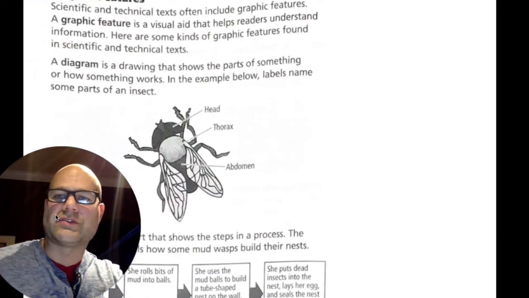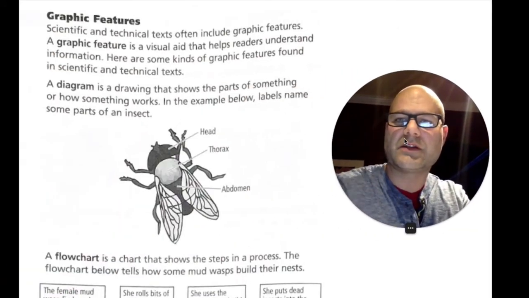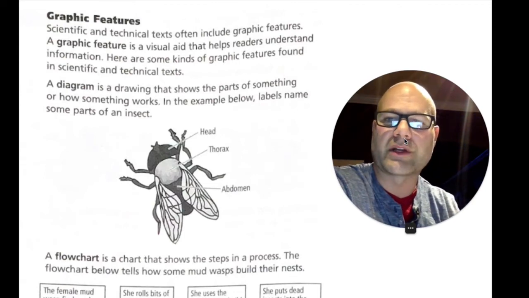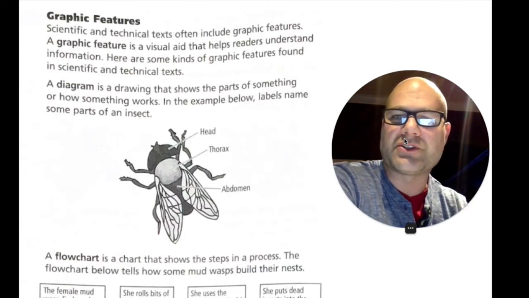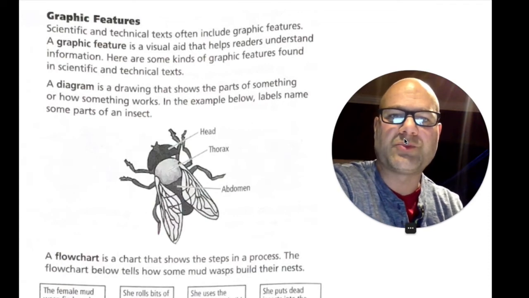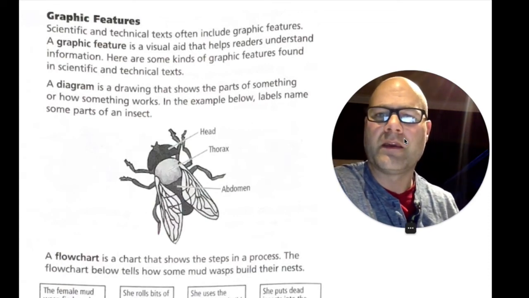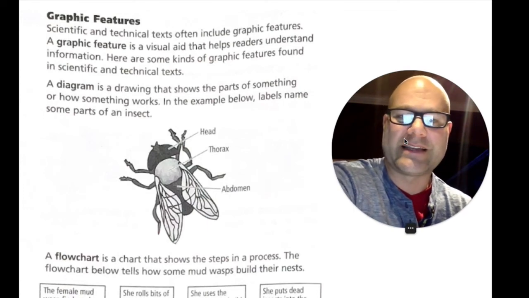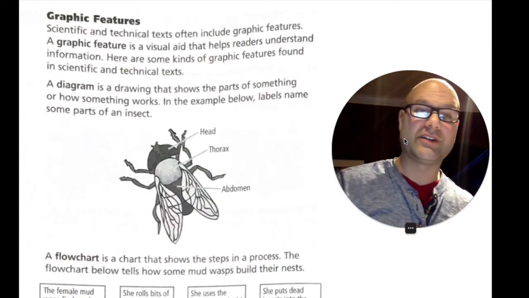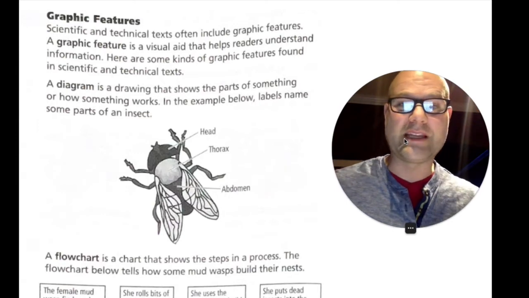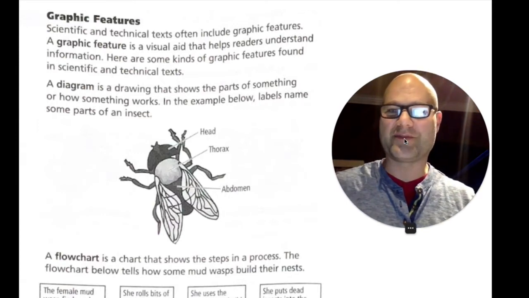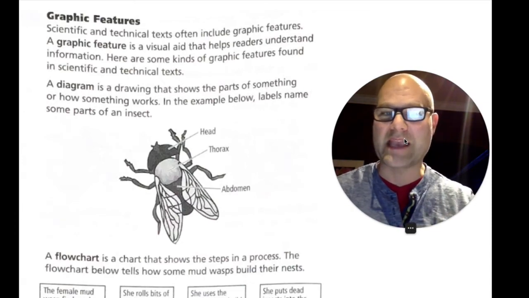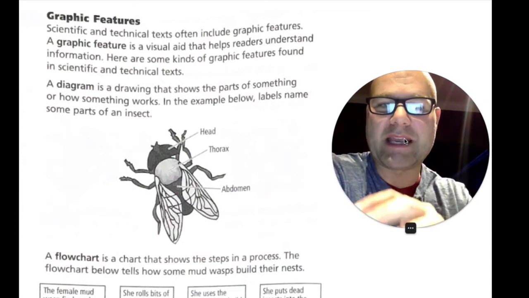Graphic organizers. Scientific and technical texts often include graphic organizers. A graphic feature is a visual aid that helps readers understand information. Here are some examples of graphic features found in scientific and technical texts. And these you could, if you still have it, your Intro to Locating Information mini booklet, you could write these into that page, and this is what that page was all about.